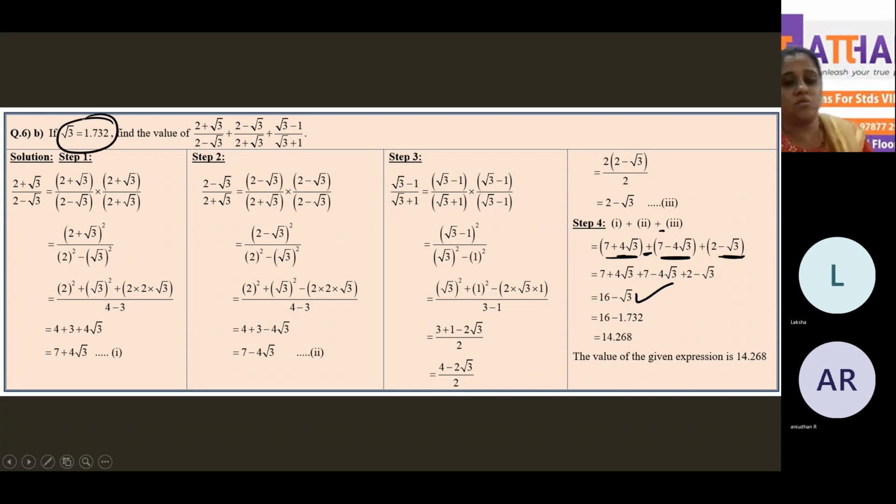What's the value of root 3? What's the value of root 3? 1.732.